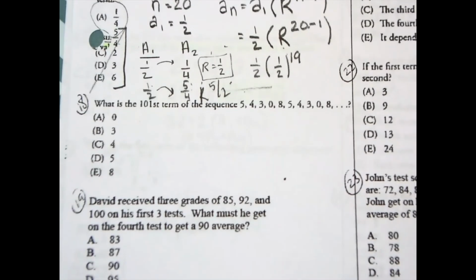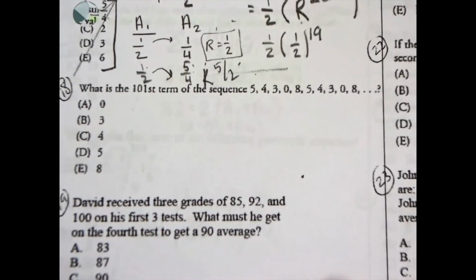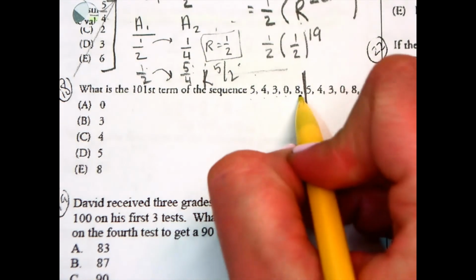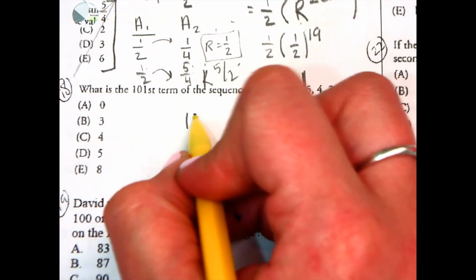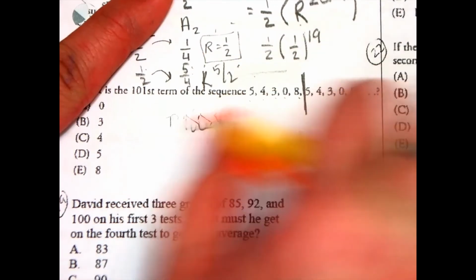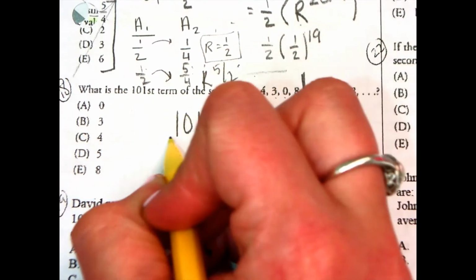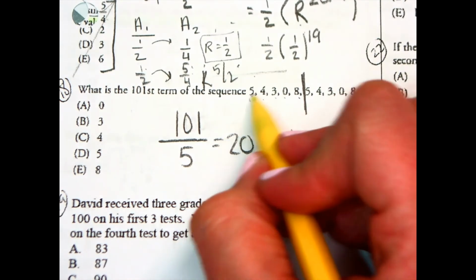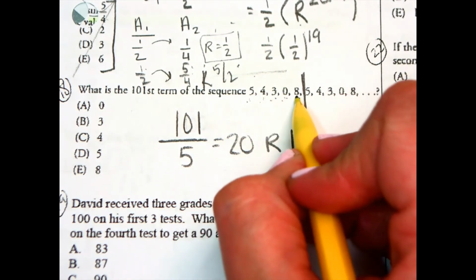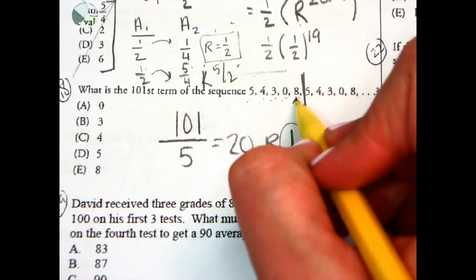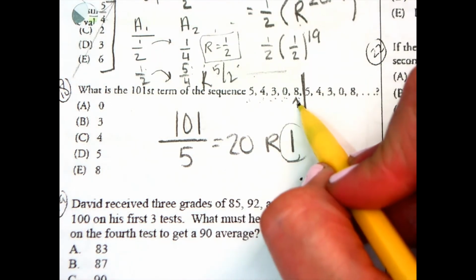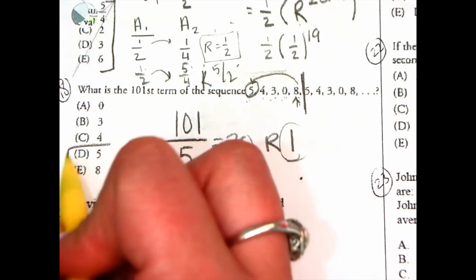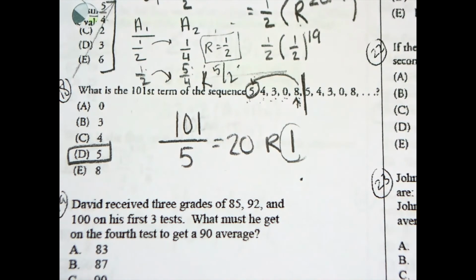All right, number 18, what is the 101st term of this sequence? So I see that it repeats here. 1, 2, 3, 4, 5 terms before it repeats. Well, 101 divided by 5 is 20 with a remainder of 1. It's going to keep ending here, but then it has a remainder of 1. So when I get to 100, I'm going to be down here at 8. Since it has a remainder of 1, it's going to go up to 5. So 5 is the 101st term.